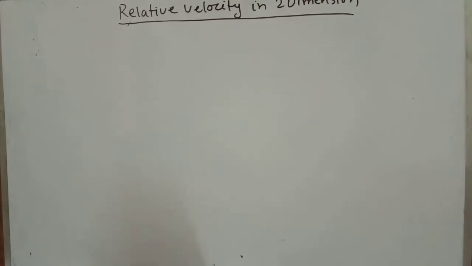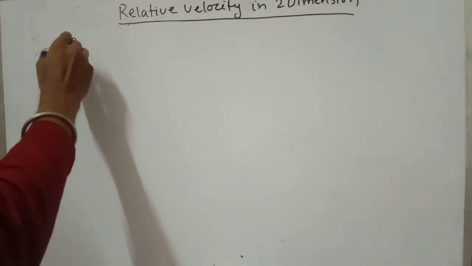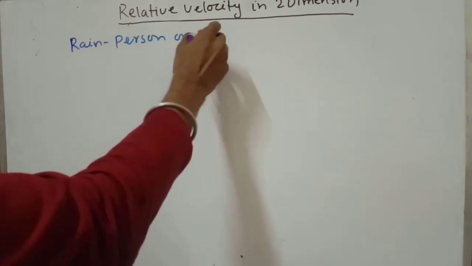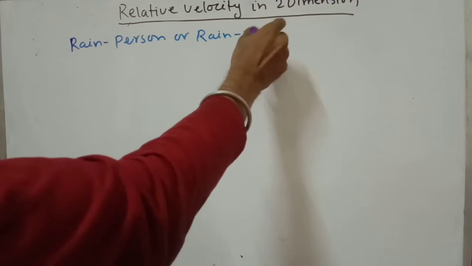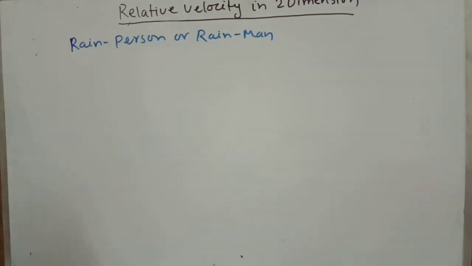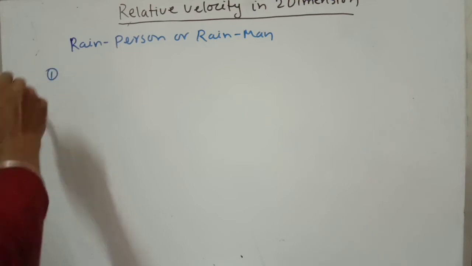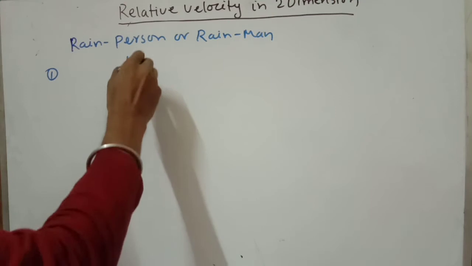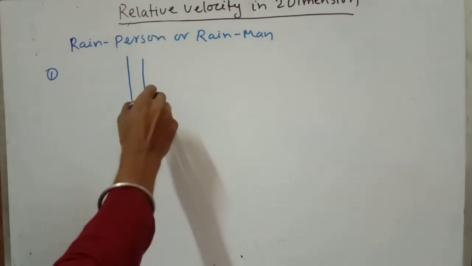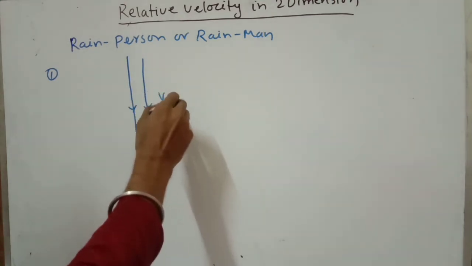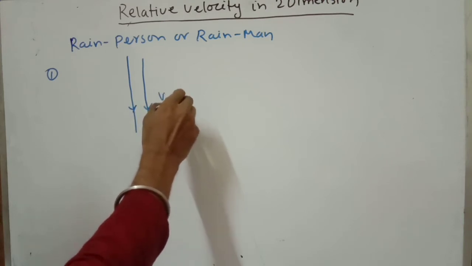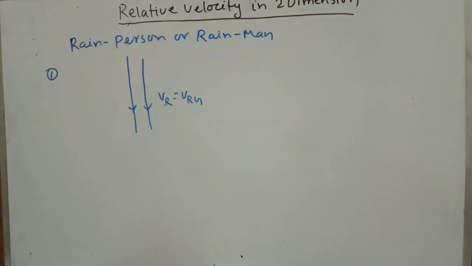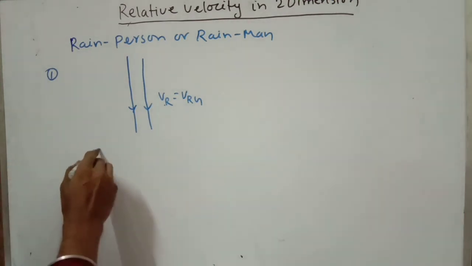Firstly I am going to discuss rain and person, or you can say rain and man, rain and boy, anything. So the first example: we consider rain falling vertically downward. Let the velocity of rain be VR, that is the velocity of rain with respect to ground. Let me consider a man on the ground.